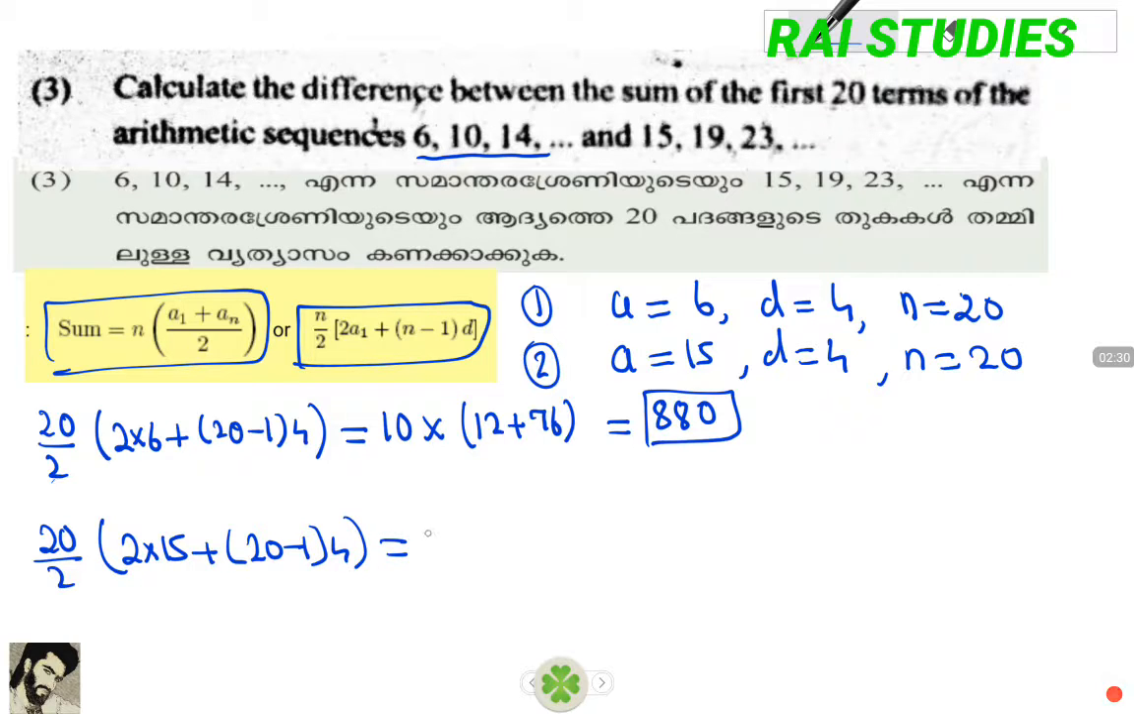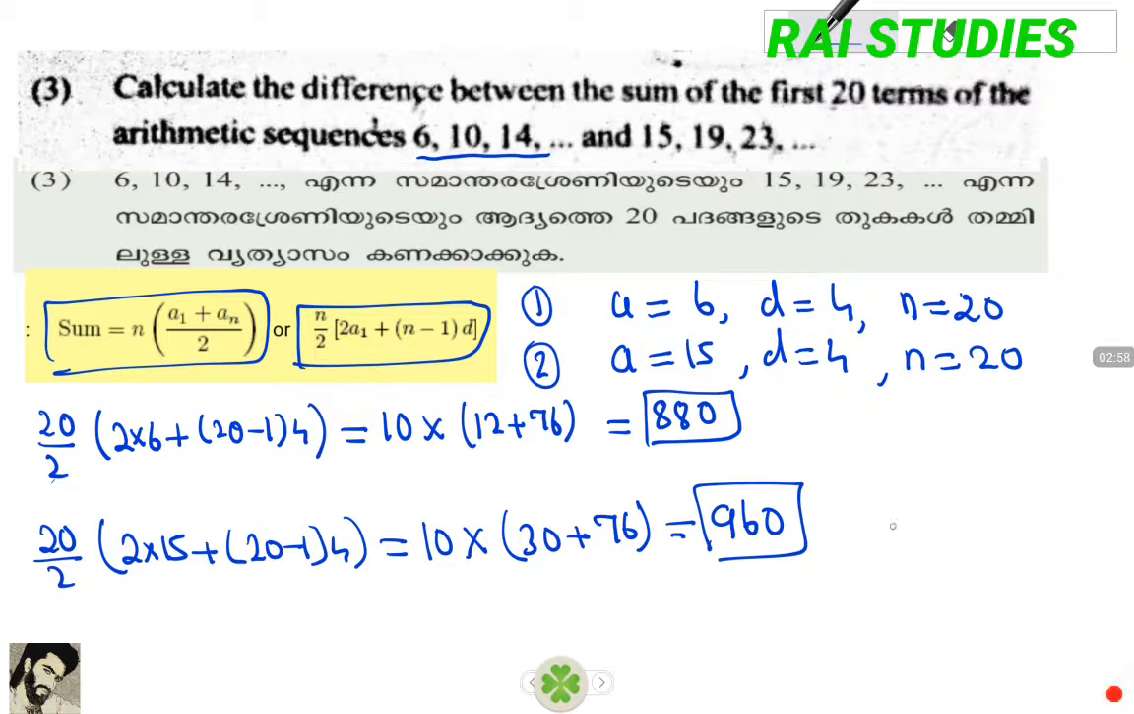Here we have the same equation again, that is 10 into 2 into 15, that is 30, 30 plus 76 again, since 19 into 4 is 76. So 30 plus 76 is 96, 96 into 10 is 960. So 960 is the sum of 20 terms of the second sequence, and we need to find the difference.